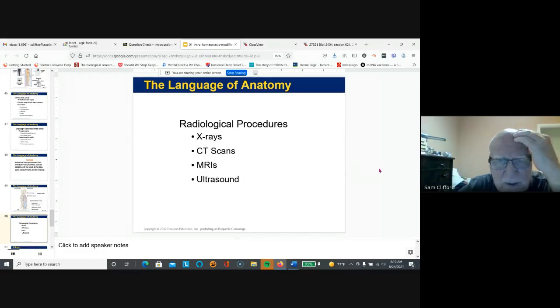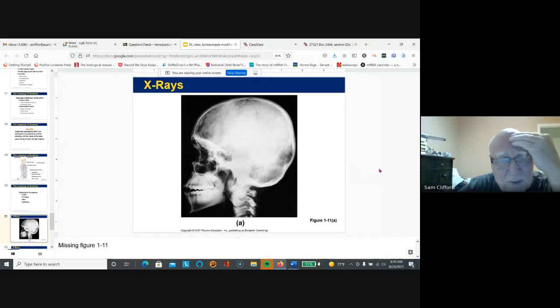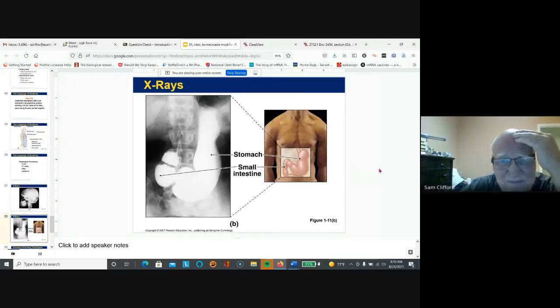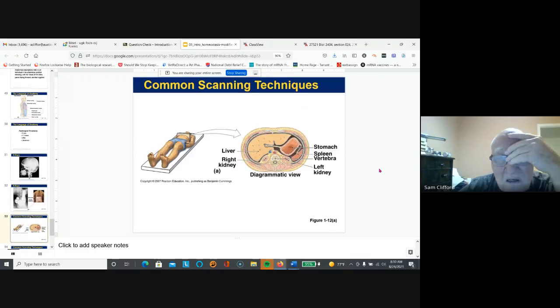Procedures. Just be familiar with these terms. That's an X-ray. That's an X-ray of your stomach and so on. You can do a transverse section, and the machines of today will scan your entire body and allow the medical personnel to go through the entire cross sections of your body.